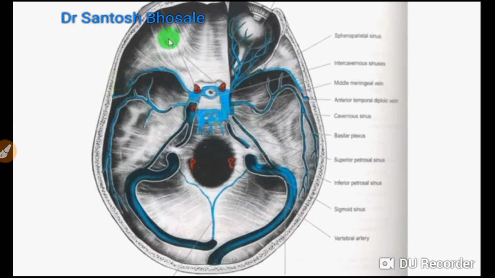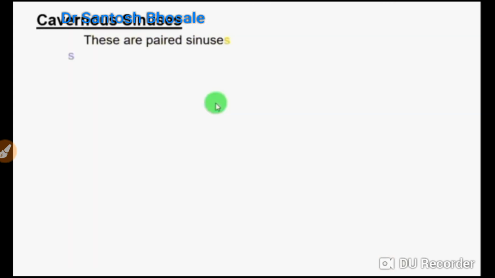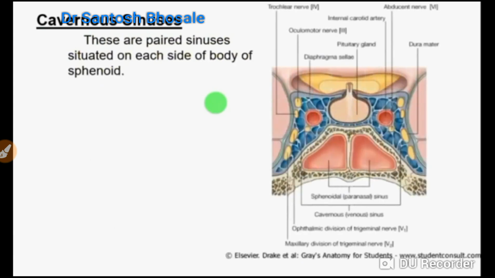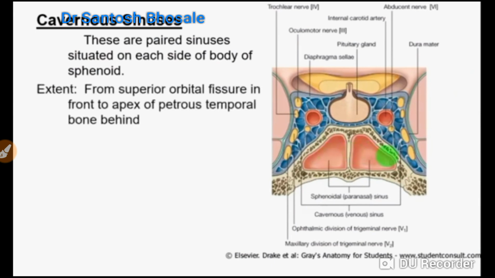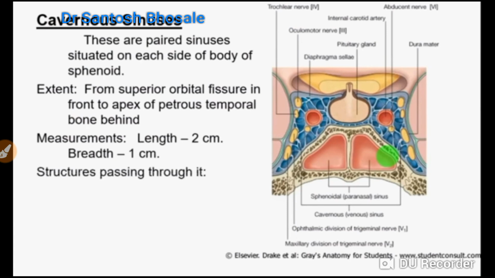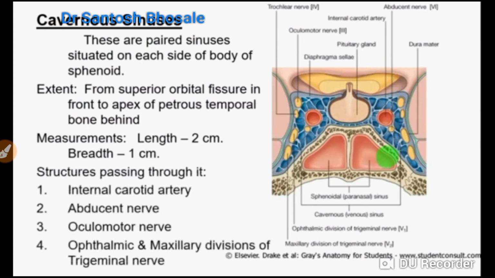Among the dural venous sinuses, important are cavernous sinuses because they are related to important cranial nerves. Cavernous sinuses are paired sinuses situated on each side of the body of the sphenoid, or I can say pituitary gland, containing important structures. It extends from the superior orbital fissure to the apex of the petrous temporal bone. Length is around 2 cm, breadth is 1 cm. Structures passing through it are two important structures, that is internal carotid artery and abducent nerve.